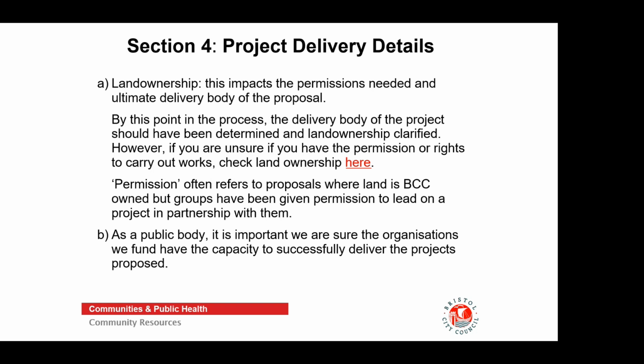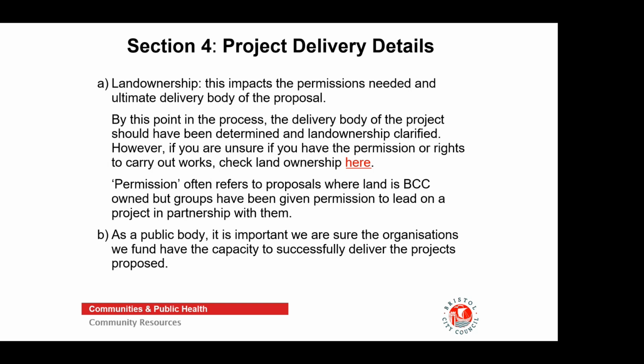So Section 4 is all about the logistical details of the project being delivered and ensuring it's viable, which is quite important. Land ownership impacts the permissions needed, and the ultimate delivery body of the proposal. And we've touched on some of the nuances within that already. But by this point in the process, the delivery body of the project should have been determined and land ownership clarified. A good starting point for that is to look on Pinpoint, which is linked here, to check who owns the land, and then you know which permissions are needed. But as I say, that should have been established by now.